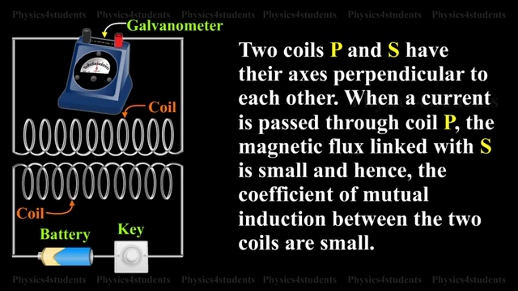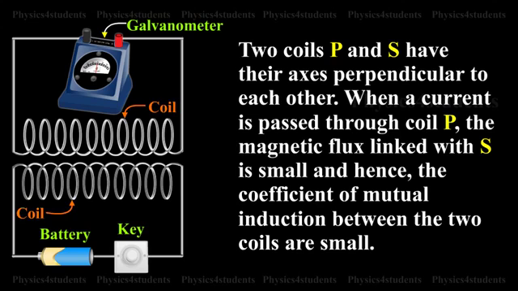Two coils P and S have their axes perpendicular to each other. When a current is passed through coil P, the magnetic flux linked with S is small, and hence the coefficient of mutual induction between the two coils is small.